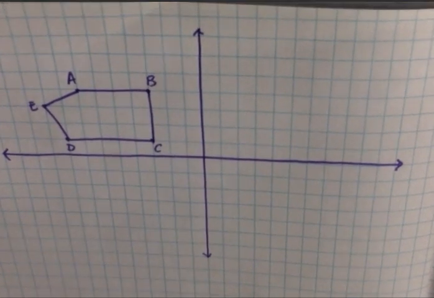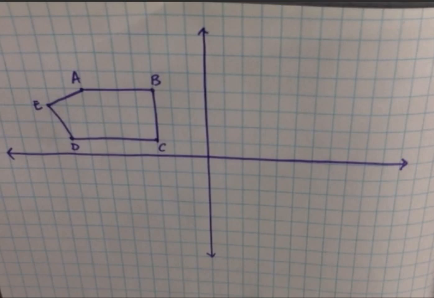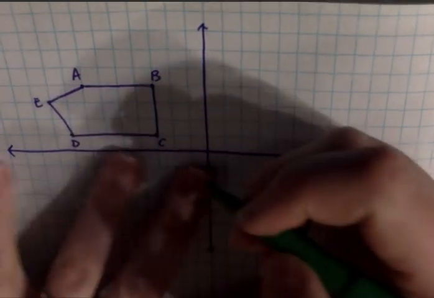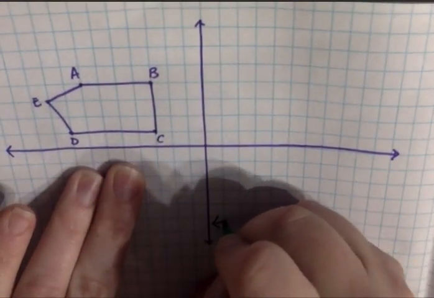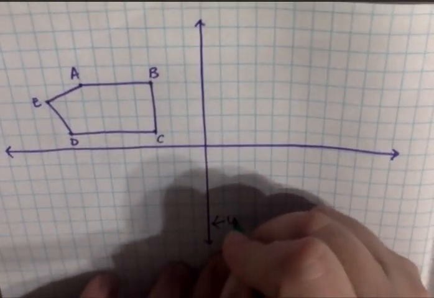Hi, 8th graders. We are going to look at how to reflect a shape over a line of reflection on a coordinate plane. Specifically, I'm going to say that this line right here, the y-axis, is going to be my line of reflection.